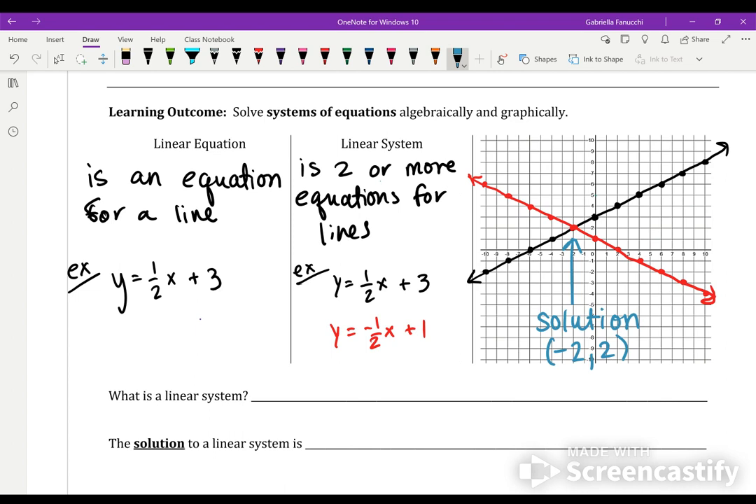And we have 3 different types. We can get one solution, which is this example. We can get no solution, meaning that the lines are parallel, or we can get infinitely many solutions where the two lines are actually the same exact line.